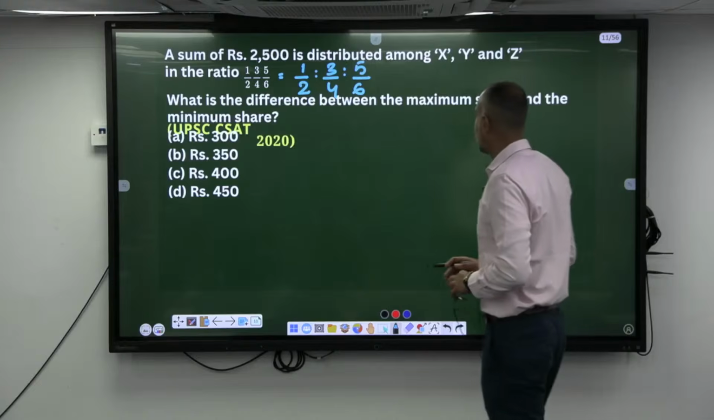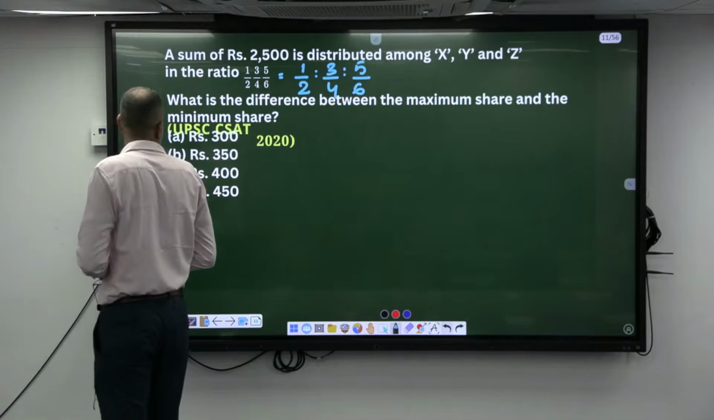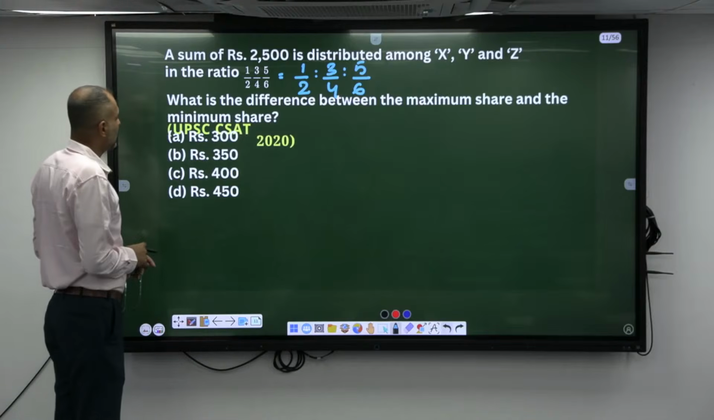A sum 2500 is distributed among x, y, z in the ratio 1 by 2 is to 3 by 4 is to 5 by 6. Difference between the maximum and the minimum share.